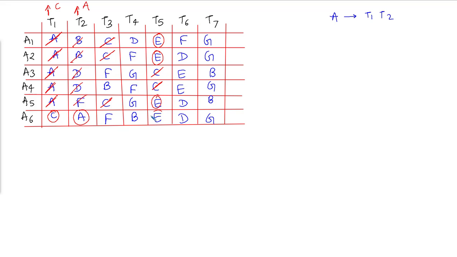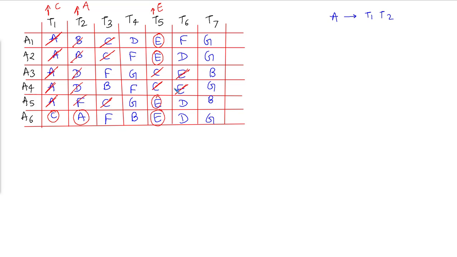Terrorist 5 is going to be E. So terrorist 6 cannot be E. After this, now we are left with what?